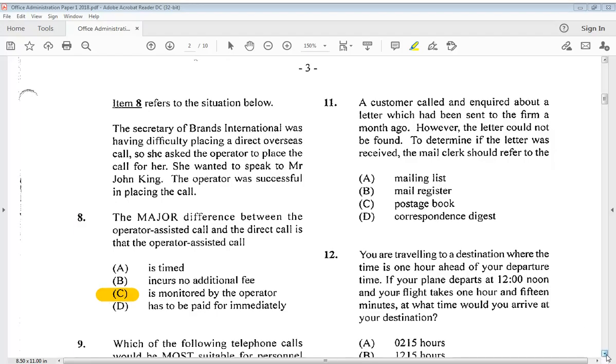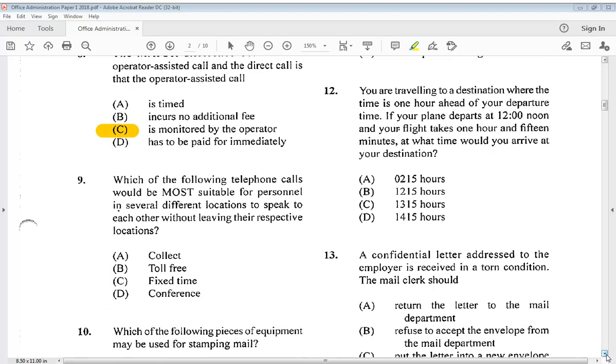9 says, which of the following telephone calls would be most suitable for personnel in different locations to speak to each other without leaving their respective locations? A, collect, B, toll free, C, fixed time, D, conference. So personnel in several different locations. What would allow them to all be able to connect even though they're in different locations? We know that would be D, conference.